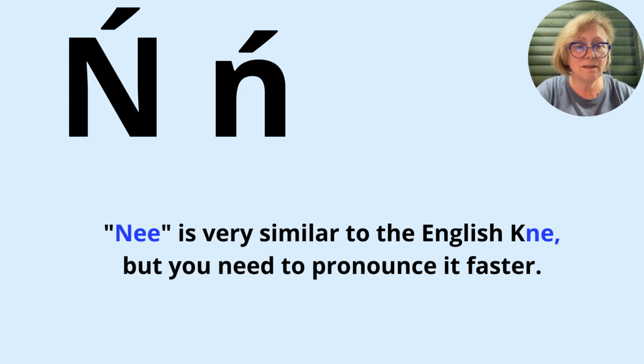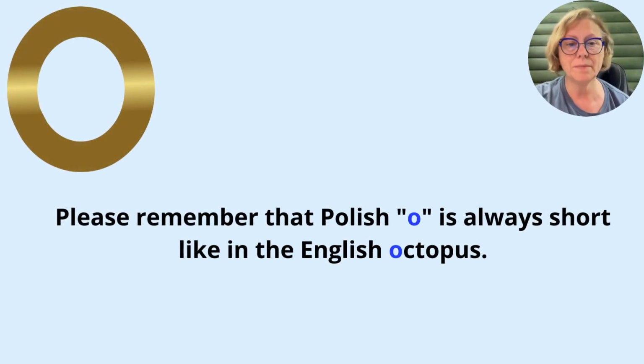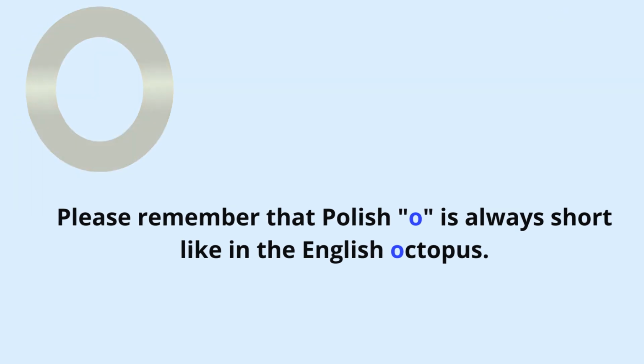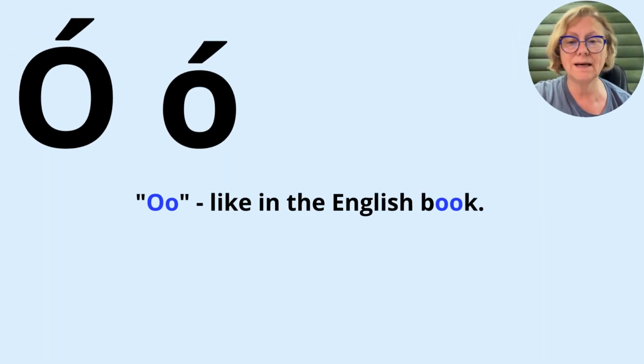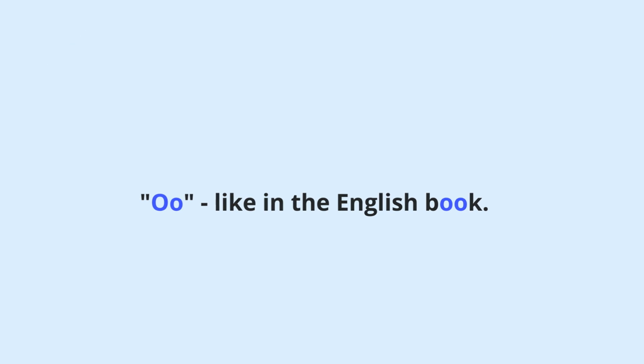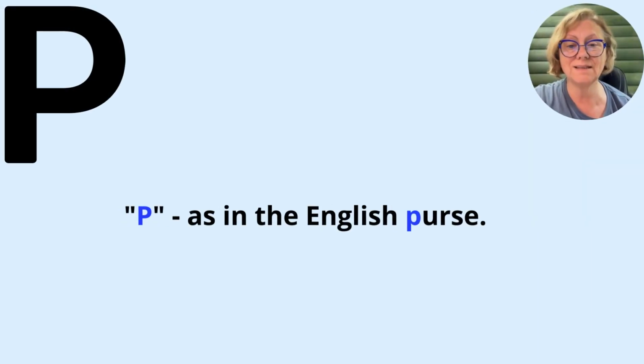Ni, ni. Please remember that Polish O is always short, like in the English octopus. O, octopus. U, like in the English book. U, book. P, as in the English purse. P, purse.